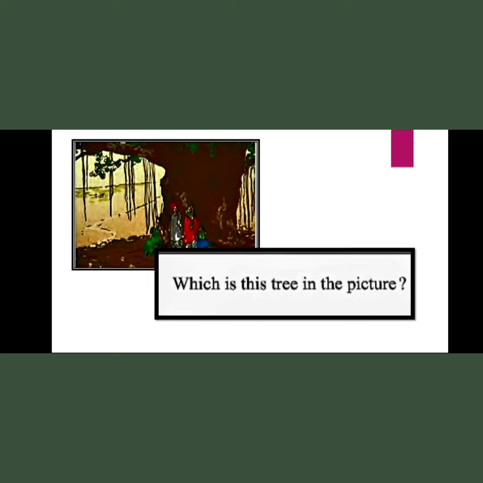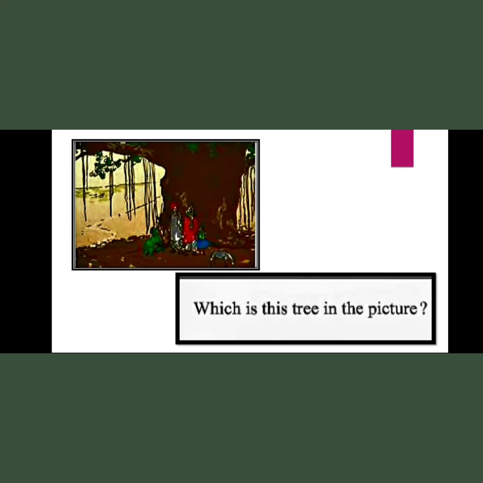Let us solve a riddle. An age-old tree with a thick, strong trunk gives deep, dark shade from the scorching sun. Like an old man's beard with many strands, it has ropes for swinging from every branch. Which is this tree in the picture? Yes, it's banyan tree.